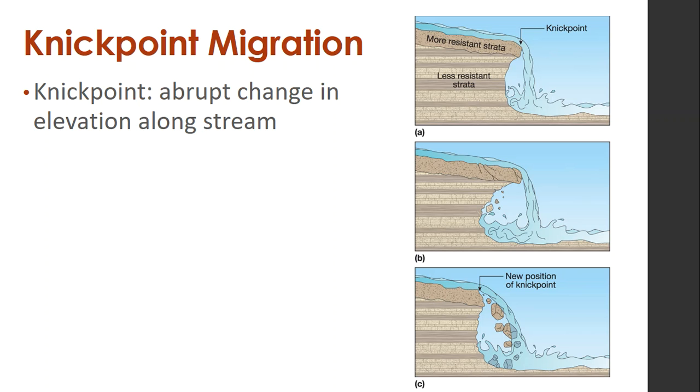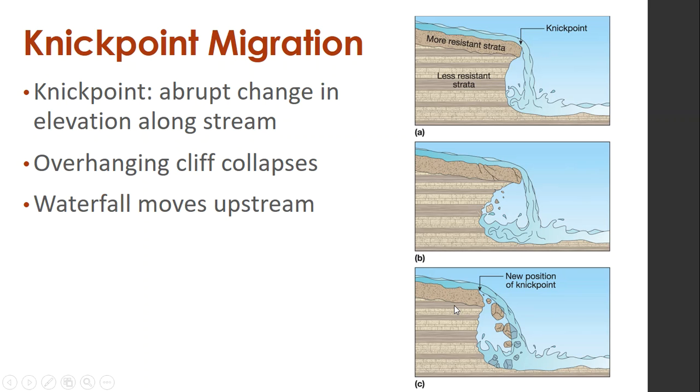A Knick Point is an abrupt change in elevation along a stream, usually resulting in a waterfall, as you can see here. What happens is over time, this is coming down, it's eroding underneath, and then that Knick Point is going to collapse. That overhang cliff is going to collapse. And so now this waterfall has been pushed back. And that waterfall then moves upstream.